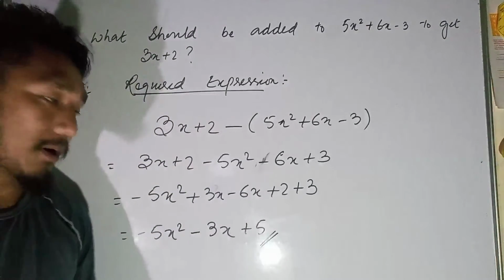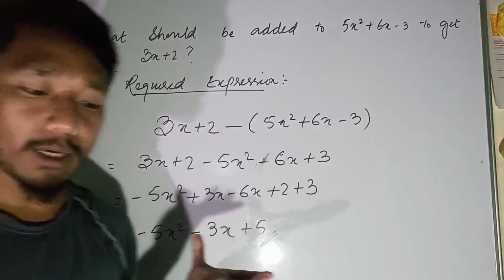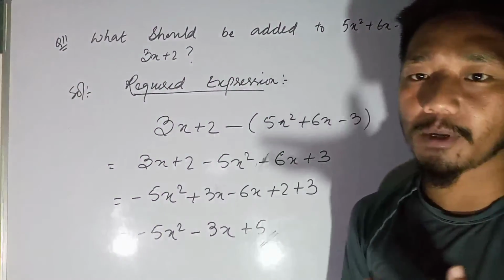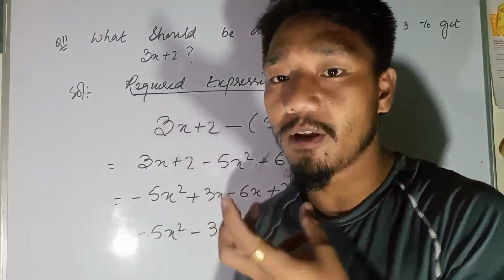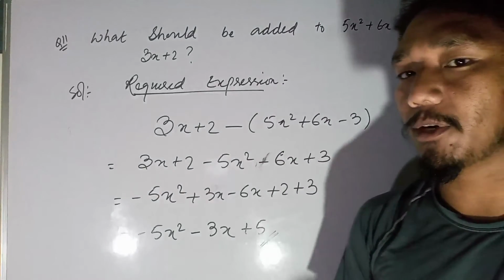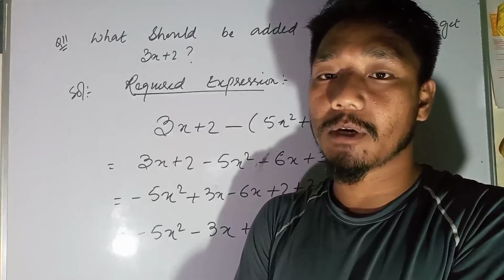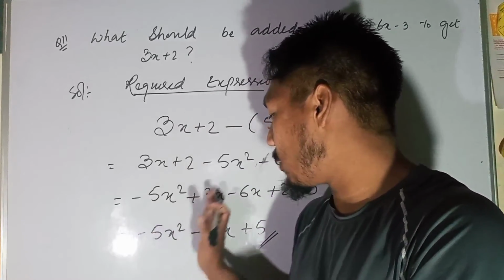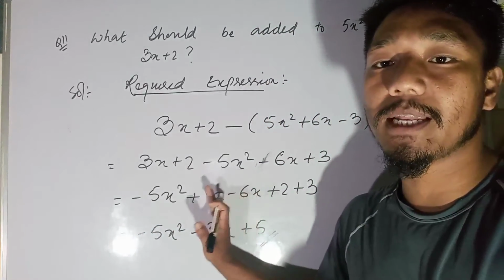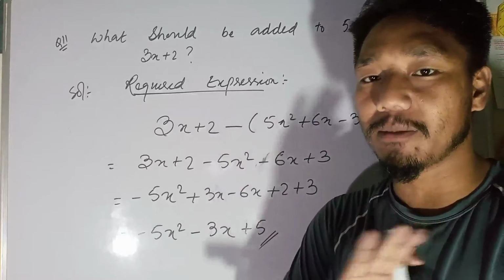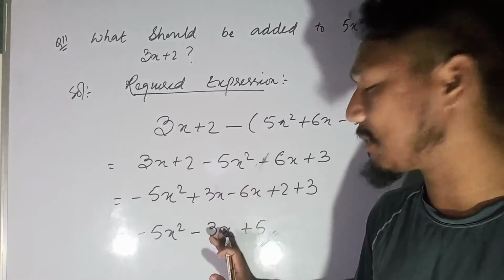I think you're clear about how to do the subtractions. I'm doing it very fast because you have learned subtractions and addition in the previous video. I told you that we have to subtract only the coefficients, the numerical numbers. x and x will never be subtracted. x and x will be taken as common.